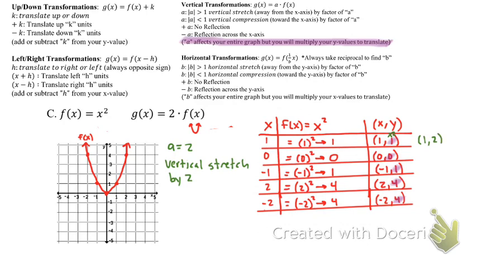Now I'm going to go ahead and plot that. 1, 2, which is here. Now I'm going to do the same thing here. Times the y value by 2. What's 0 times 2? That's still going to be 0. So we get 0, 0, which is there. And then our y value here, times this by 2. Notice how we're only affecting the y value. -1 stays, but 1 times 2 is 2. So it's going to be -1, 2.